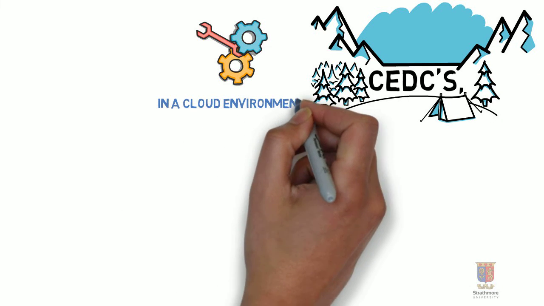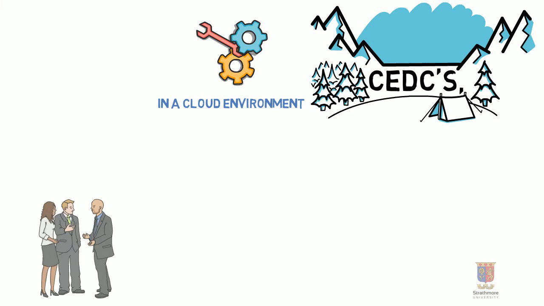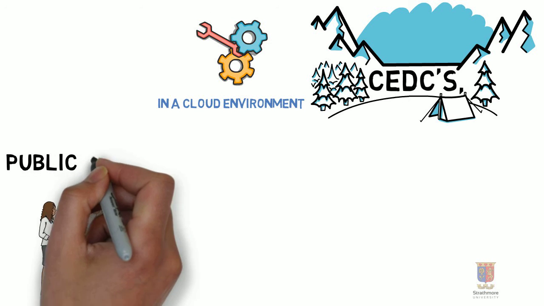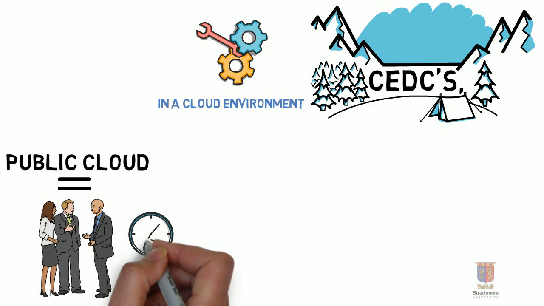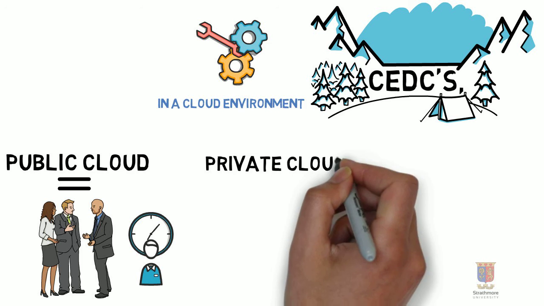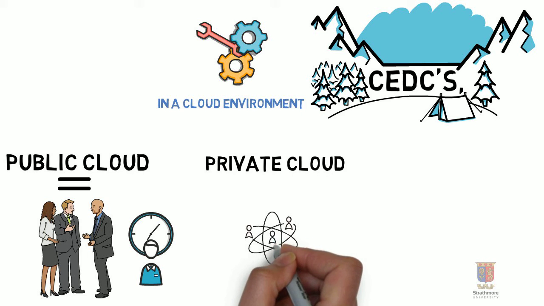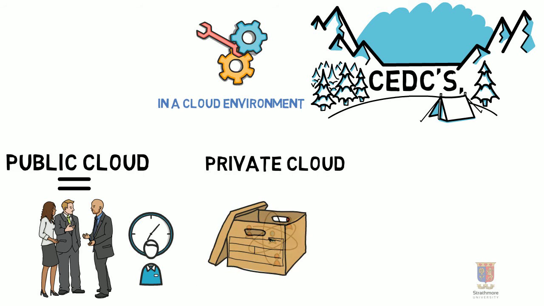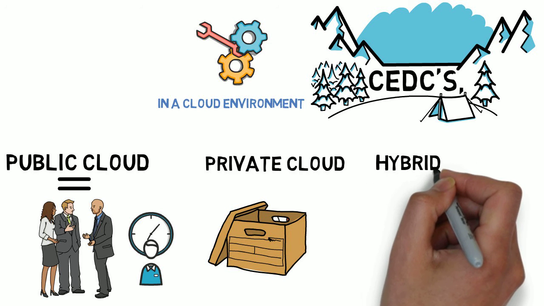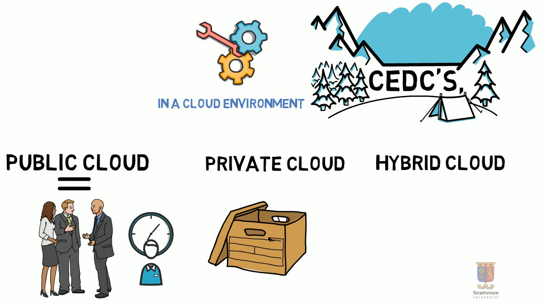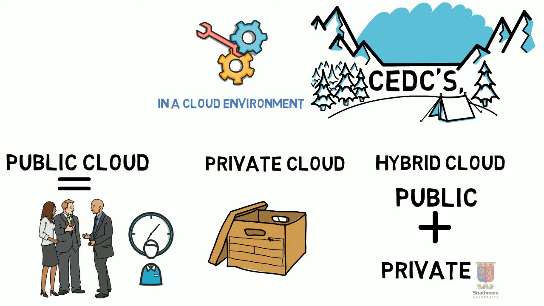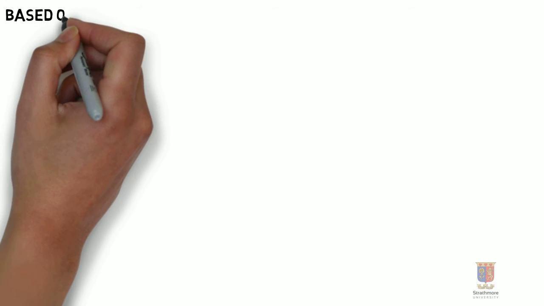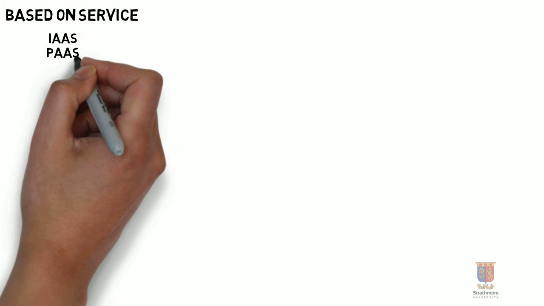Cloud-enabled data centers can be classified based on the deployment model as public cloud, which is more familiar because most people use it on a daily basis; private cloud, which is a service that is deployed over an internal network; and the hybrid cloud, which, as the name implies, combines some of the features of both public and private clouds. Based on the service the cloud model is offering, we can classify them as infrastructure as a service, platform as a service, and software as a service.